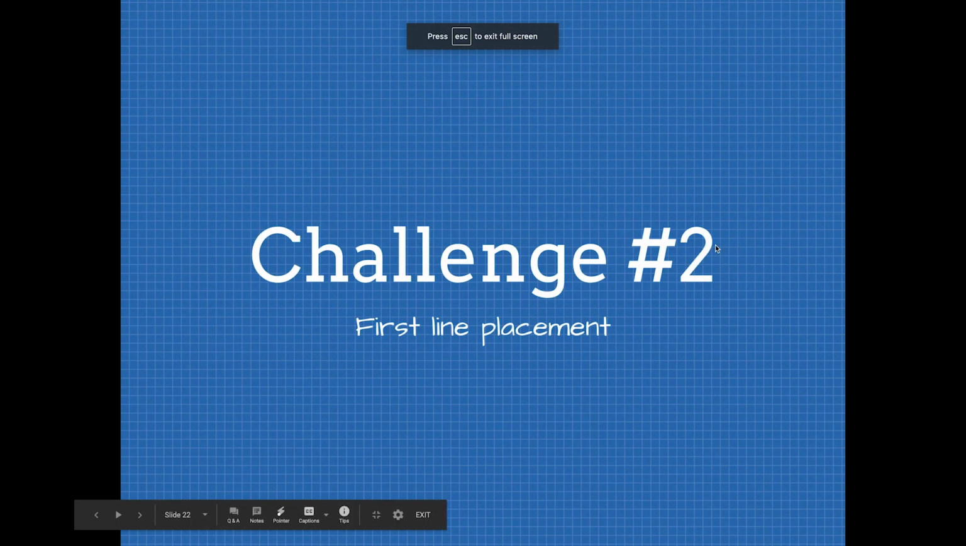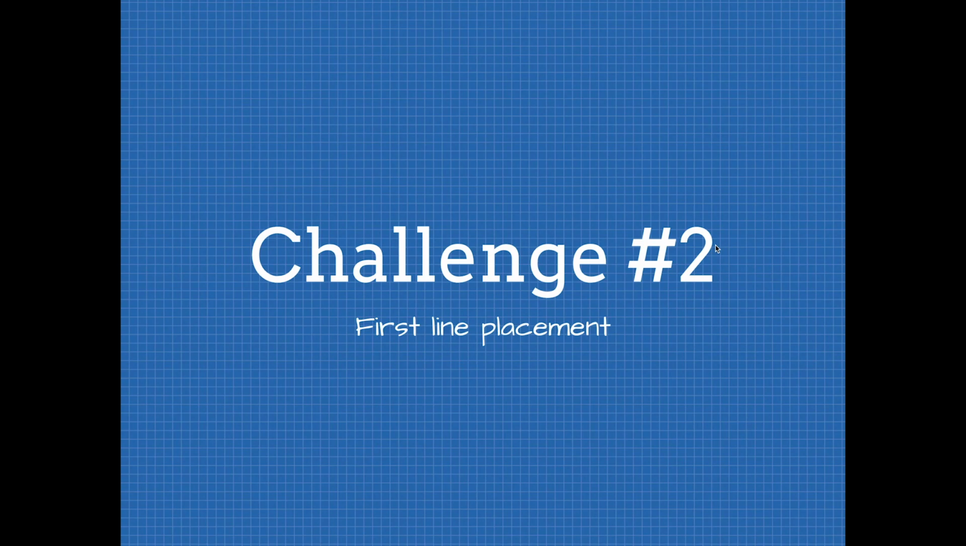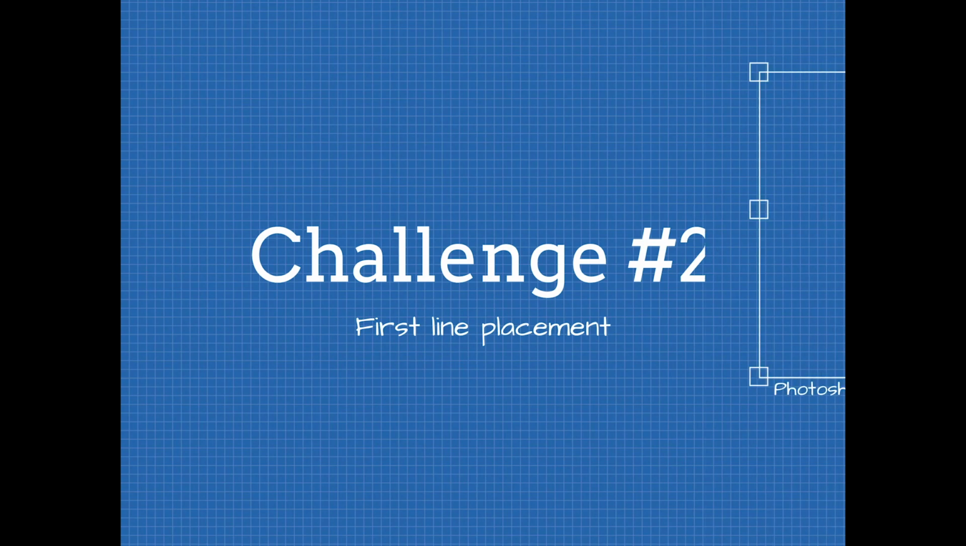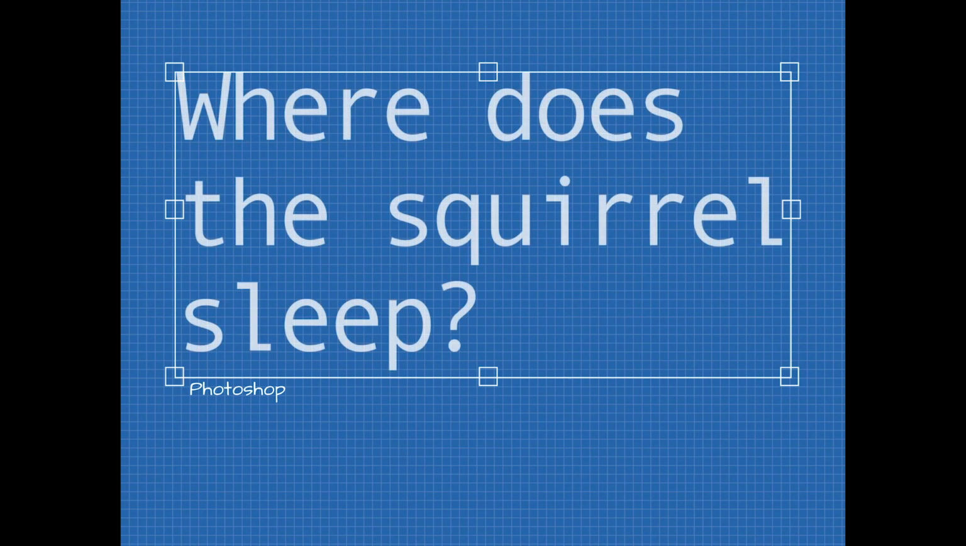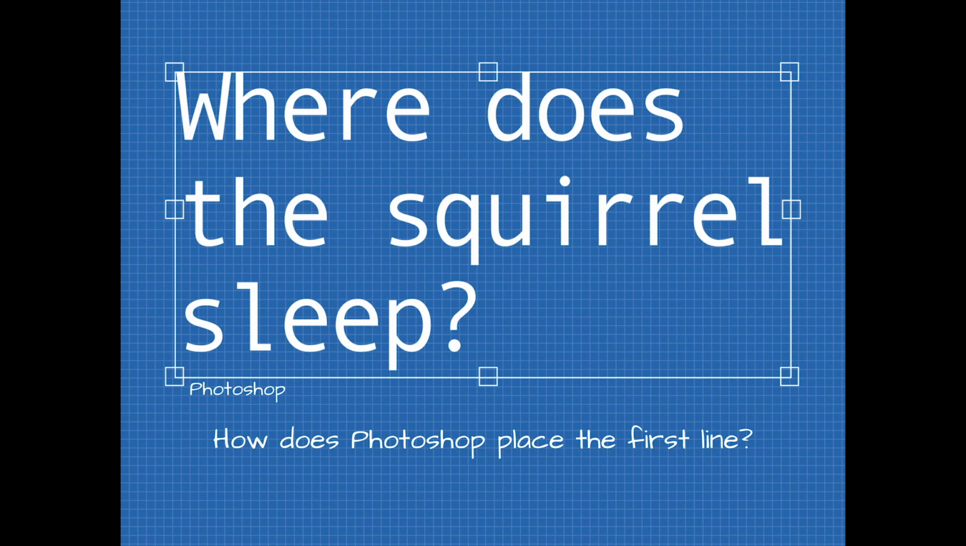Okay, so that was a big challenge. Now let's talk about first line placement. We're going to pretend this is Photoshop, and this is the title of that book. But I'm like, well, how does Photoshop place that first line? It obviously isn't setting it off with the leading. We got the leading to work, but what's going on with that first line? And through trial and error, I found out it was the height of the character D.